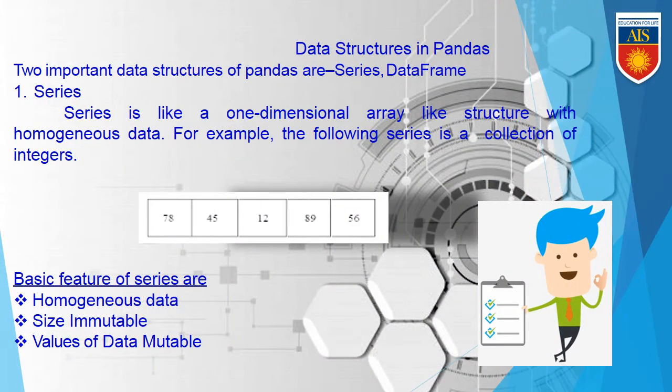Two important data structures of Pandas are Series and DataFrame. A Series is a one-dimensional array-like structure with homogeneous data. For example, the following Series is a collection of integers. In a one-dimensional array, elements come and sit together one by one in a row. Basic features of a Series are homogeneous data, size immutable, and values of data mutable.